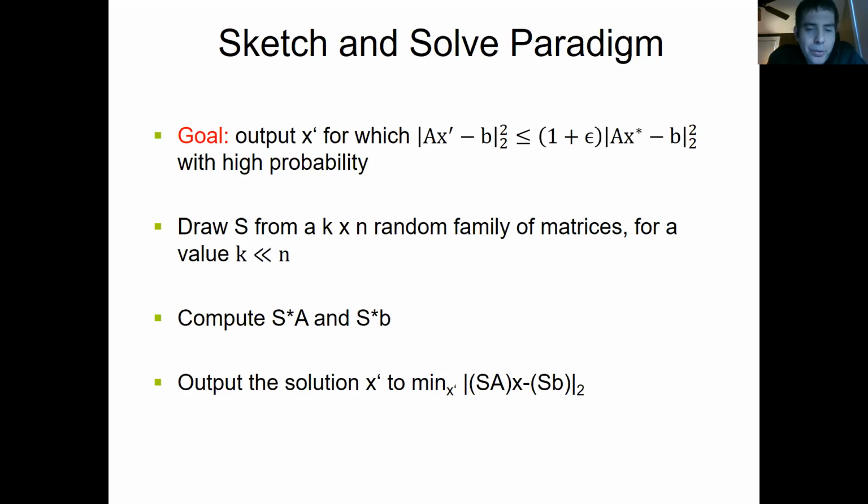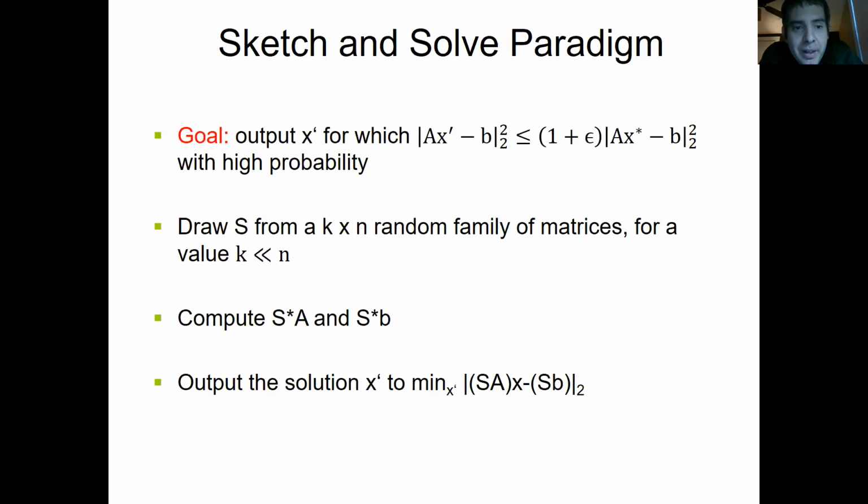And all you do is you now solve the sketched regression problem where the matrix A has been replaced with S times A and the vector B has been replaced with S times B. Okay, so you can solve this problem, say, using the closed form solution that I gave to you on the previous slide. And importantly, this small problem no longer depends on this large dimension n. Okay, so it's much faster now to compute that closed form solution.